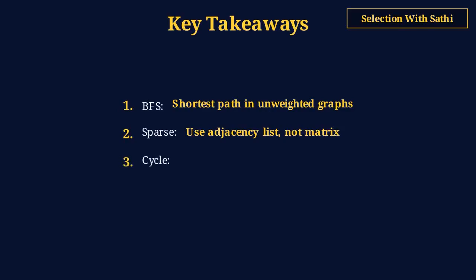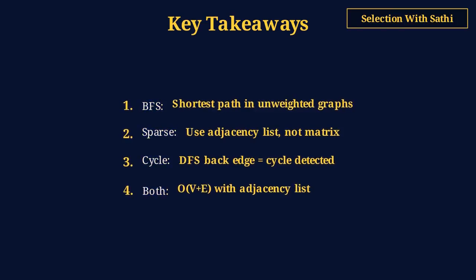Final revision tips. BFS finds shortest path in unweighted graphs. DFS does not. Use adjacency lists for sparse graphs, matrices for dense graphs. A back edge in DFS means a cycle exists. Both BFS and DFS run in O(V plus E) with adjacency list representation.